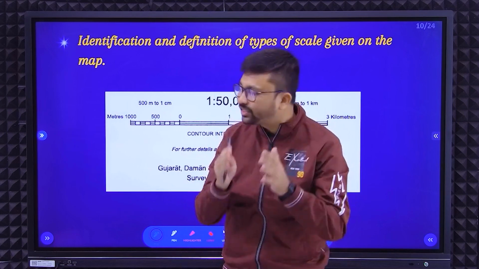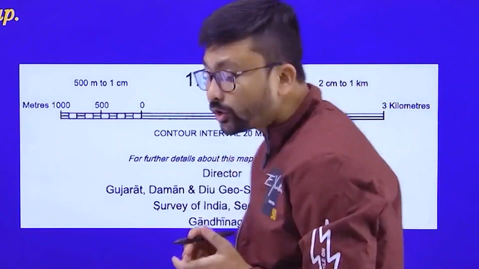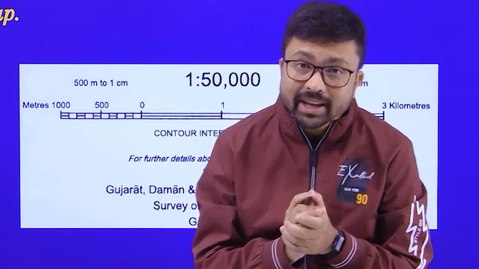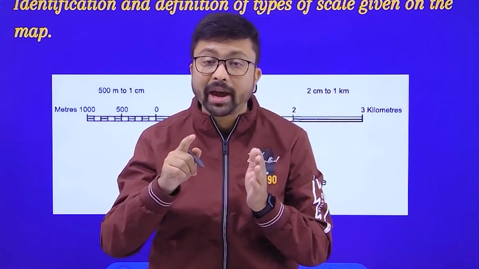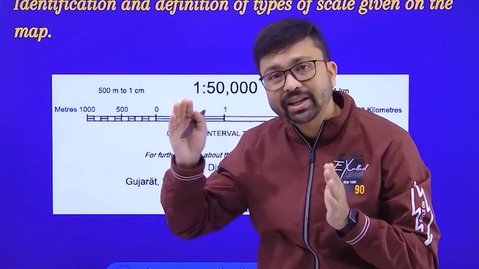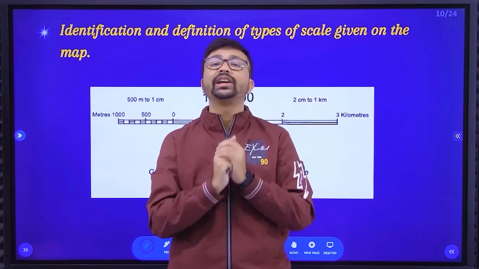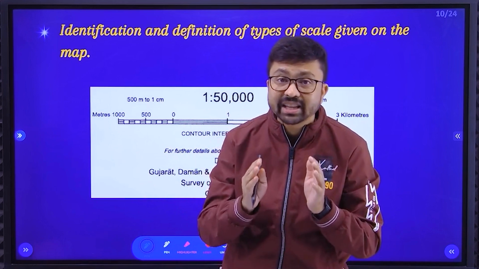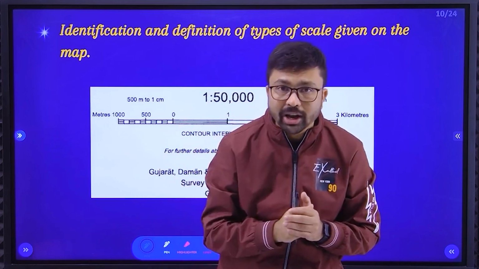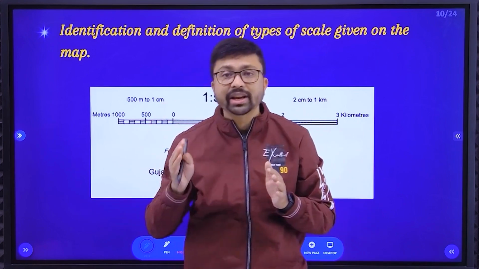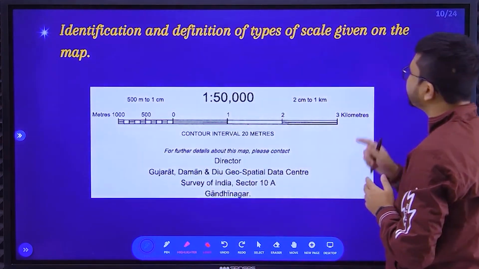So let's start the interesting part of the topographical map, that is the scale. First of all you need to know what is the scale. Scale means the distance on the map and the actual distance, that is, how much it is on the ground. So that ratio is the scale. The definition of scale is the ratio between the distance shown on a particular map and the actual distance on the ground.